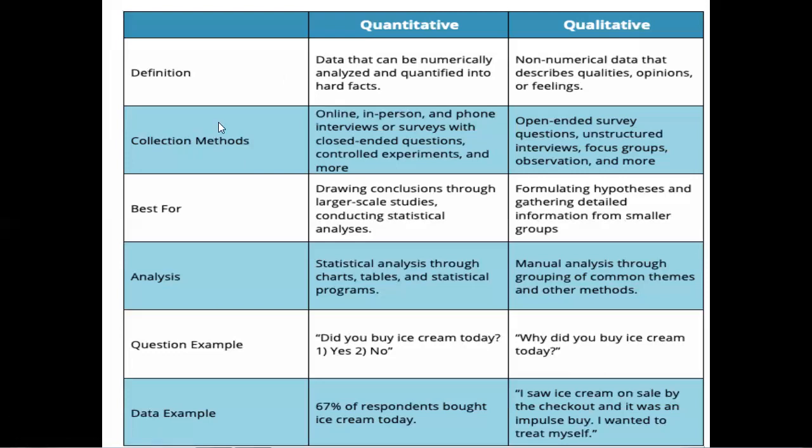Okay, again I'll repeat one thing, the data example. 67% of responses bought ice cream today. Just see this analysis, it depends totally on numerical values. And in qualitative: I saw ice cream on sale by the checkout and it was an impulse buy, I wanted to treat myself. This is the observation. Observations are given in qualitative data, and in quantitative data there will be numerical values.